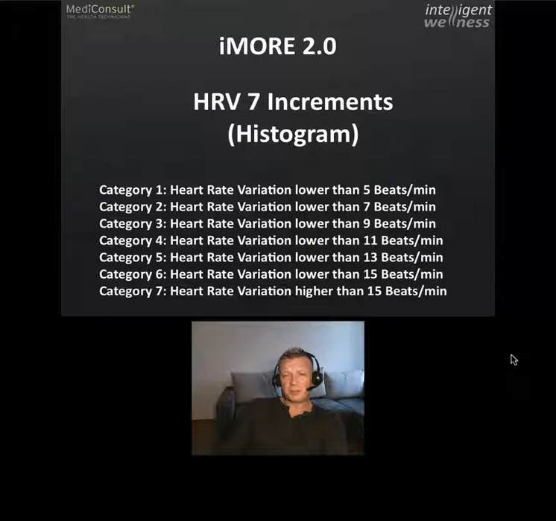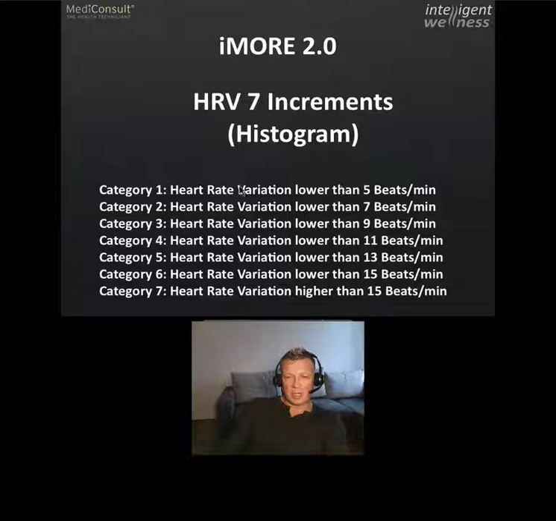With the new imore 2.0, we refined the algorithm within the imore. And people who already use the imore 1.0, so the first system we came out with, they know that they have 3 levels how to determine heart rate variability: 1, 2, or 3. With the new imore 2.0, we increased the increments within our histogram. So like I said, we refined the algorithm, and instead of having 3 categories, we now have 7 categories how we can determine the flexibility of your heart rate.